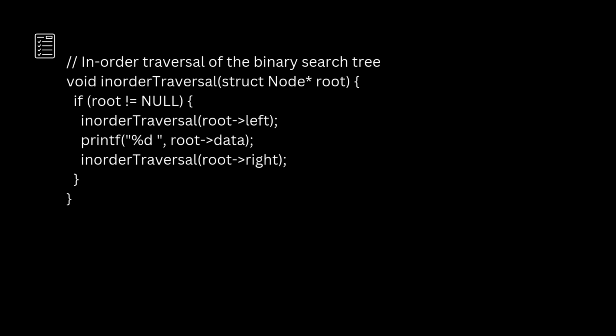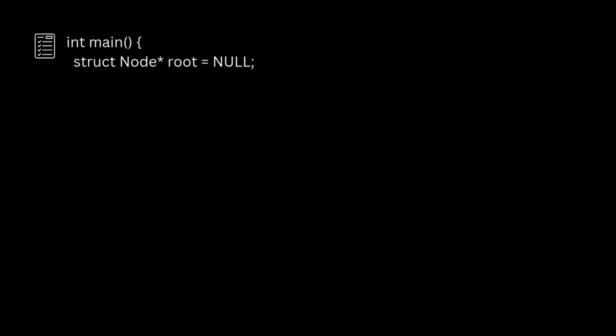In-order traversal. This recursively visits the left subtree, the root, and then the right subtree. This results in printing the nodes in sorted order. Now let's write the main function.